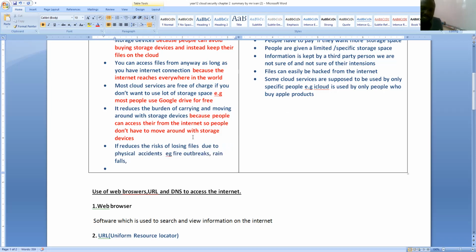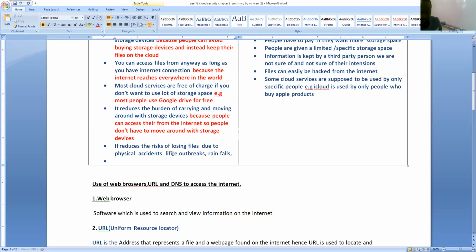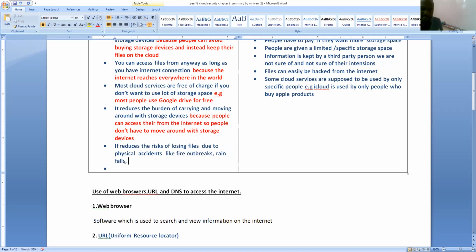Don't need to write now. I won't send you the notes. Right. Yeah, it reduces the risks of losing files due to physical accidents, like what? Fire outbreaks, rainfall, breaking of storage devices.